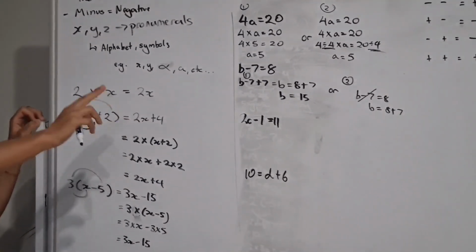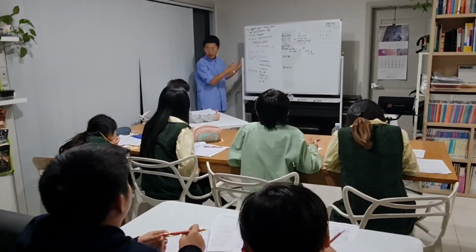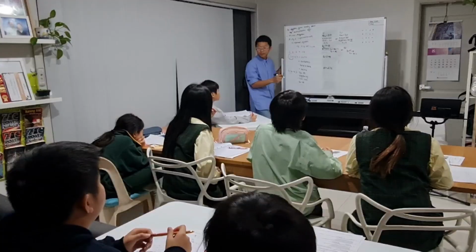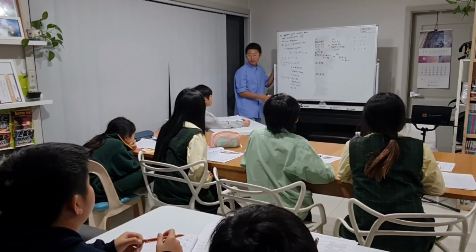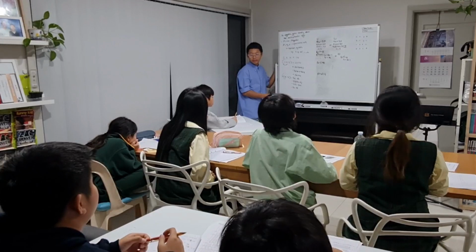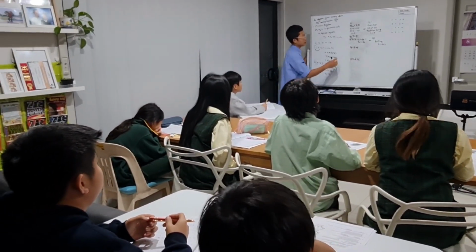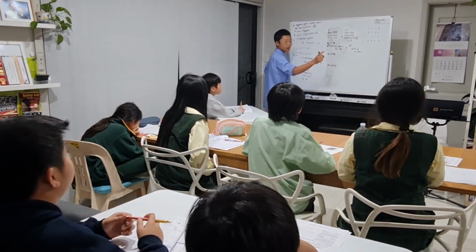Okay, do you understand the second mistake? Do you understand the first step here? What should I do? 2C minus 1 equals 11. What's my first step? You have to do 2 times C, but you have to figure out what C is. So the first thing I should do is get rid of the minus 1.